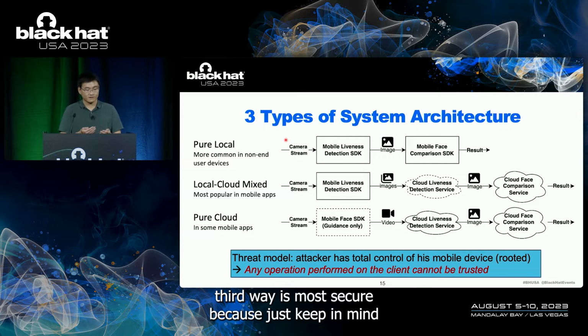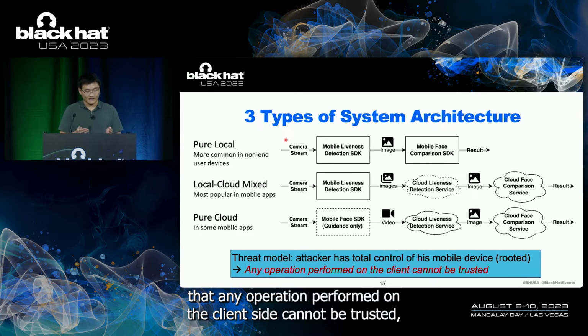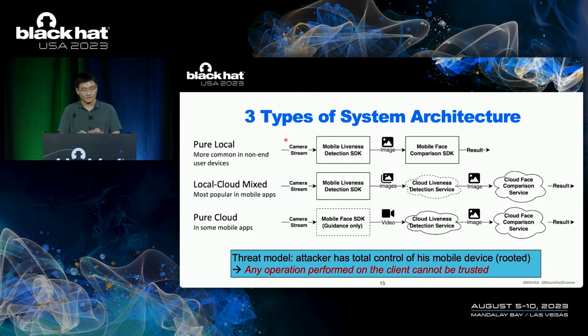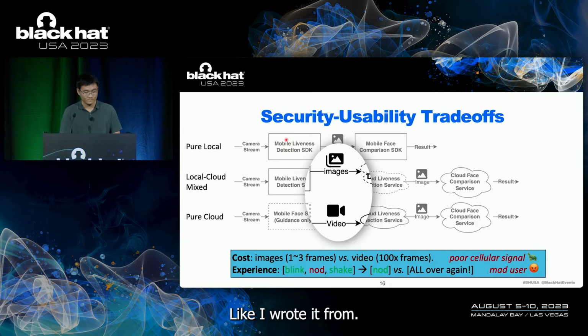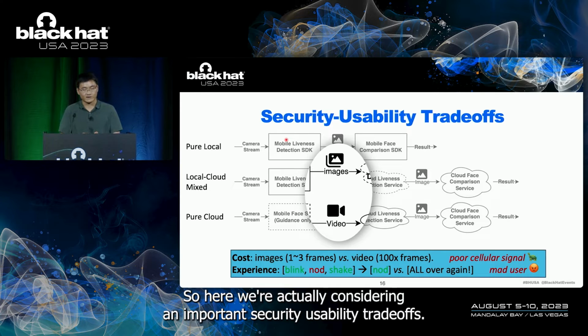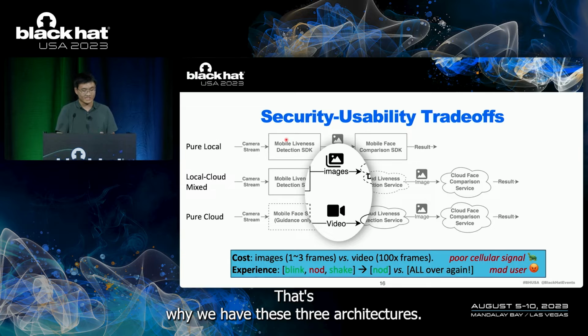We say that the third one is most secure because just keep in mind that any operation performed on the client side cannot be trusted, because under our threat model, an attacker can have total control of his own mobile device, like a rooted phone. So here we are actually considering an important security usability trade-off. That's why we have these three architectures.